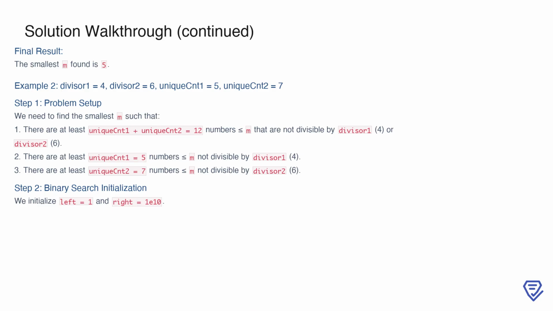In this second example, divisor 1 is 4, divisor 2 is 6, unique CNT1 is 5, and unique CNT2 is 7. The combined requirement for numbers not divisible by either divisor is now 12. We follow the same binary search approach, initializing left as 1 and right as 10 billion to find the smallest m that satisfies these conditions.